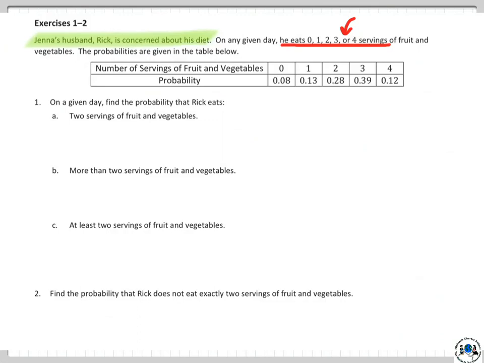All right. So on a given day, find the probability that Rick eats, we'll start with, 2 servings of fruits and vegetables. Now this is very easy, of course. It's just taking a number out of that column there. But I'm going to go ahead and have you do those yourself. If you would go ahead and do 1A, B, C, and then do number 2, and come on back and we'll check them.